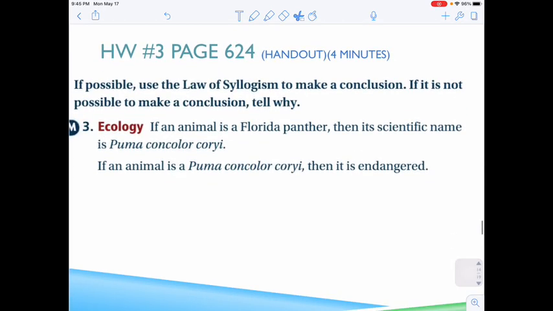Now I would like you to try homework number 3 on page 624. If possible, use the law of syllogism to make a conclusion. If it is not possible to make a conclusion, tell why. For number 3, we have, if an animal is a Florida panther, then its scientific name is Puma concolor cori. If an animal is a Puma concolor cori, then it is endangered.